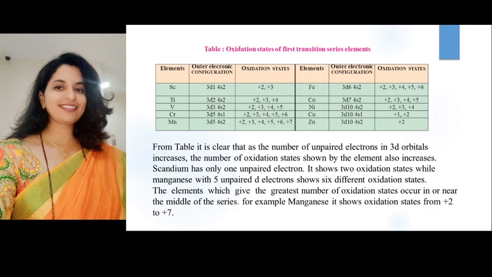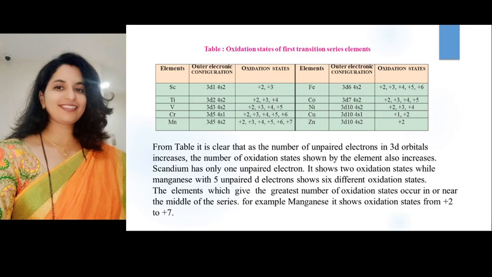Look at the table. Scandium has electronic configuration 3d1 4s2. It has two oxidation states, +2 and +3. The +3 oxidation state is more stable. Hence, scandium forms compounds mainly in its +3 oxidation state. Titanium has outer electronic configuration 3d2 4s2. Therefore, +2, +3 and +4 are the oxidation states. Hence, +4 oxidation state is more stable.